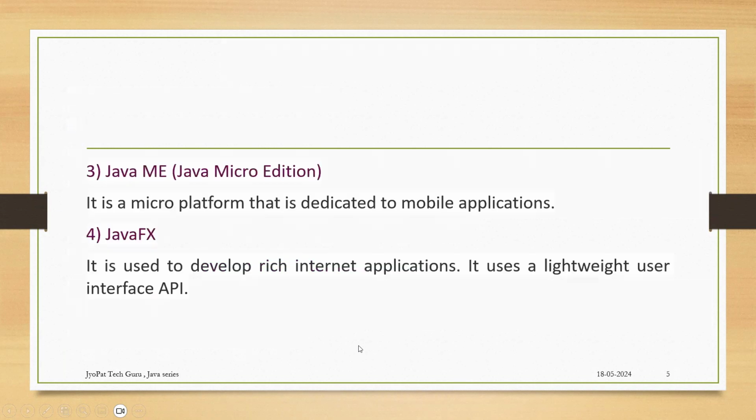Java ME, this is meant for mobile applications. It is also called Java Micro Edition, wherein the micro platform is dedicated to creating mobile applications. Nowadays, because of the smartphone, we always depend upon different types of apps. You can create apps very easily with the help of Java ME.